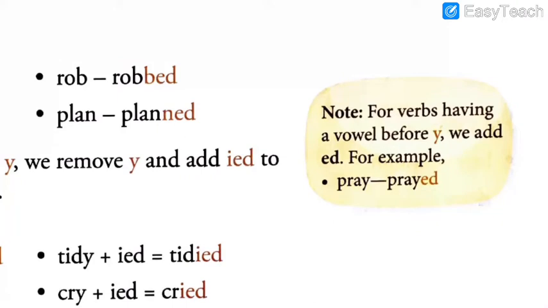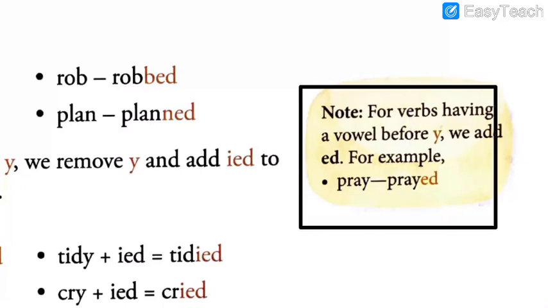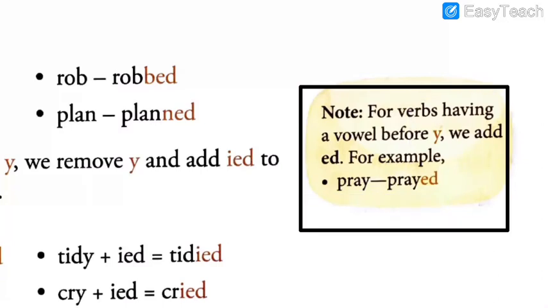Now you will say, sir, wherever we find Y, we will replace Y with IED. No. Sometimes we have to just add ED. Though the word is ending with Y, sometimes we have to just add ED. When? Look at the note here. For verbs having a vowel before Y, we add ED only. We don't replace Y with IED.